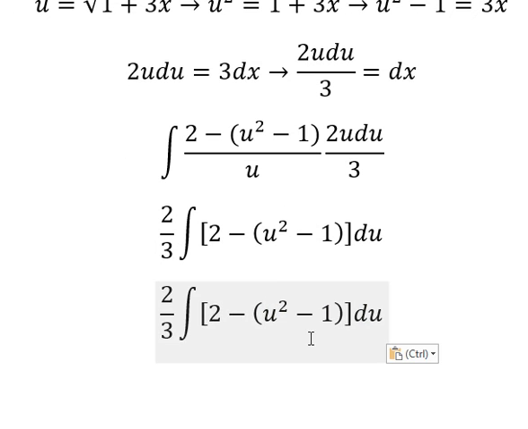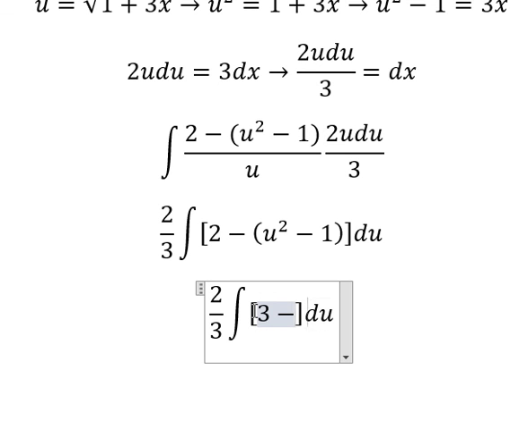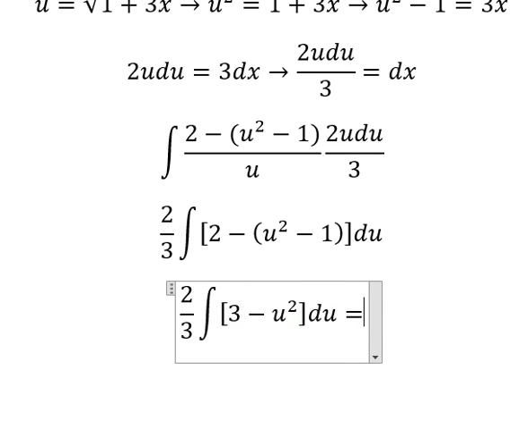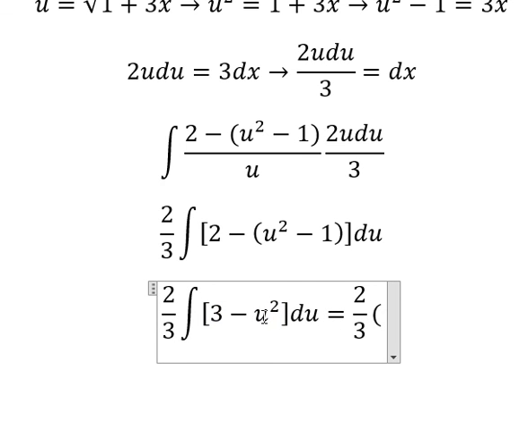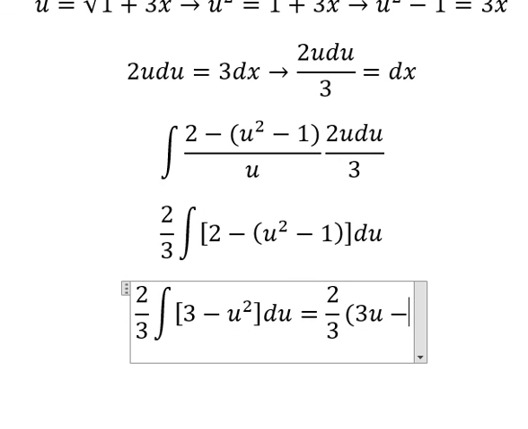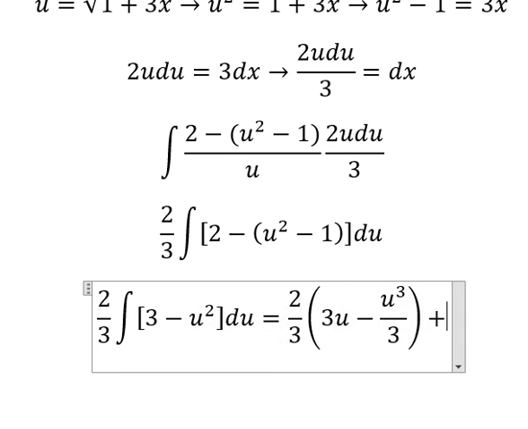So 2 minus negative number 1, we have positive number 3 and negative u squared. And now we can get the final answer. The integration of number 3, you get 3u. The integration of u squared, we have u to the power of 3 over 3 plus c.